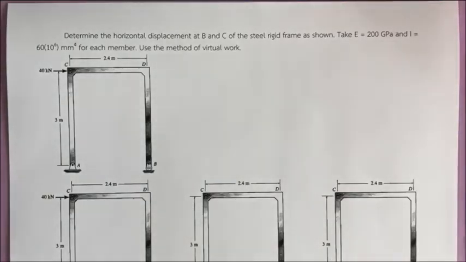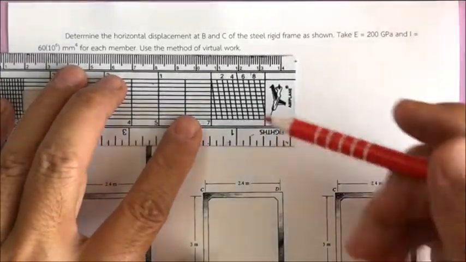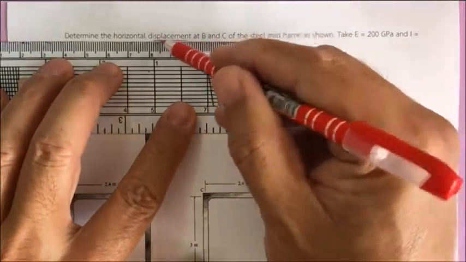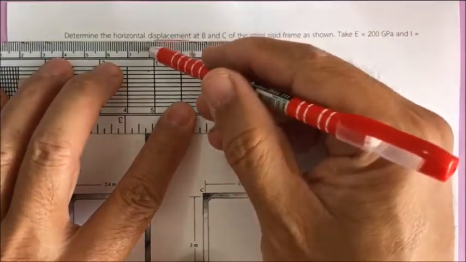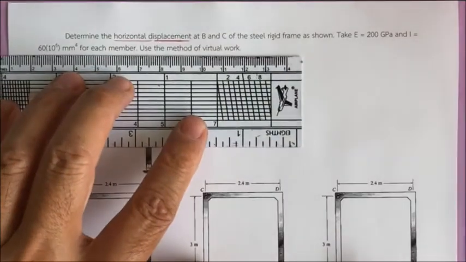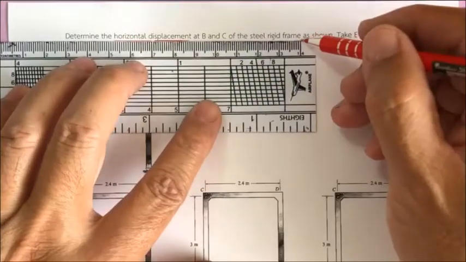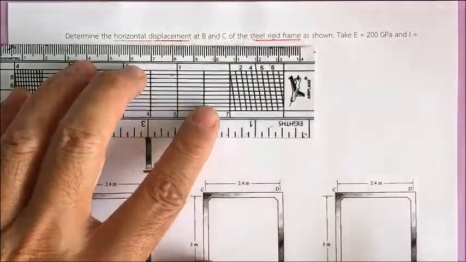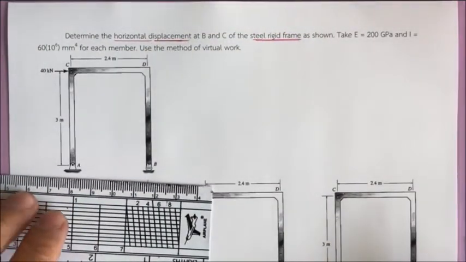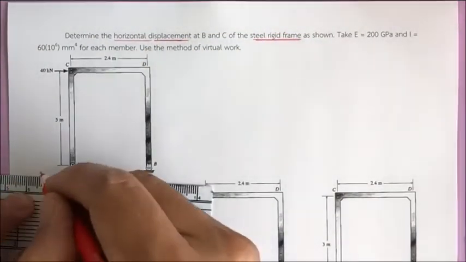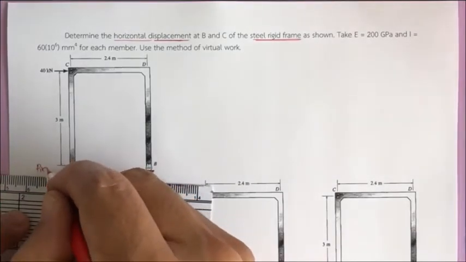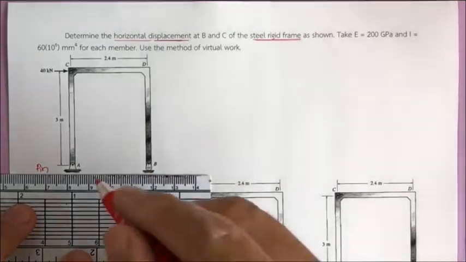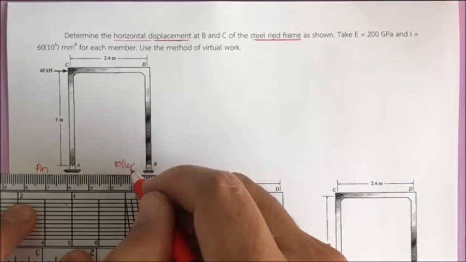Hello all. Today we have another example for the analysis of the displacement of a rigid frame structure. In this example we are going to analyze the steel rigid frame that's shown here. This frame has a pin support at A and a roller at B.